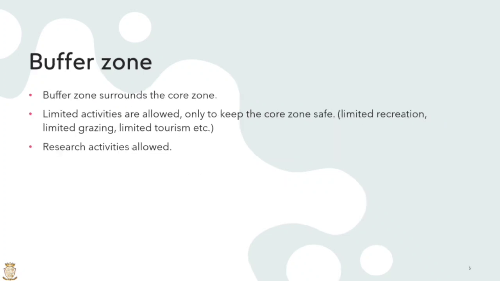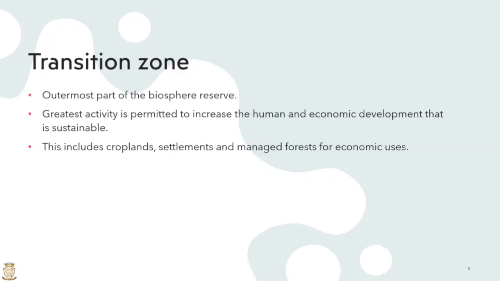The buffer zone surrounds the core zone. Limited activities are allowed only to keep the core zone safe. Example, limited recreation, limited grazing, etc. And research activities are also allowed.